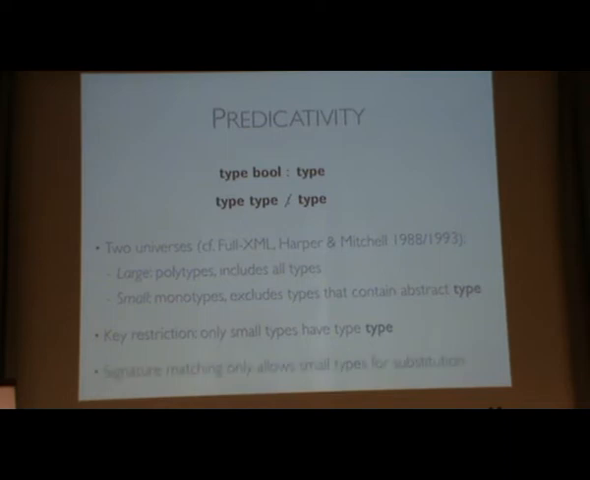And the second key restriction that we apply here is that when you do signature matching, you only allow small types to match abstract types. And then you're basically done. That's the only restriction you really need. And that, from my perspective, is actually what the whole syntactic stratification in ML with ML modules boils down to. It's a very blunt way to enforce predicativity. And here we do it in a more surgical way, just on the semantic type.